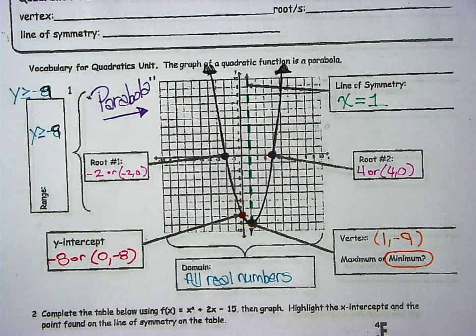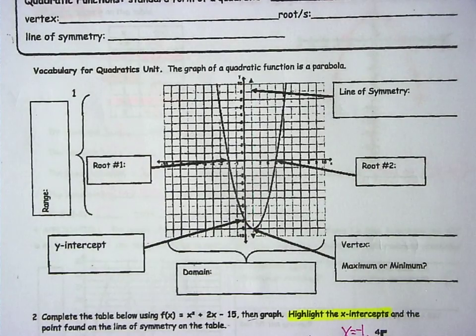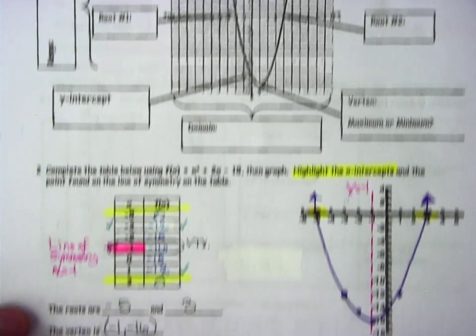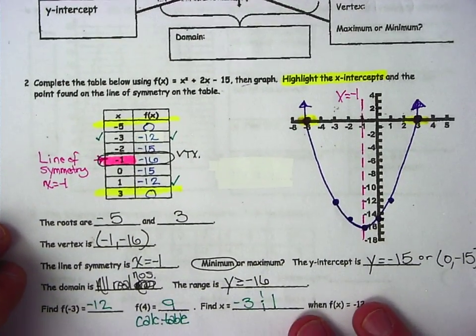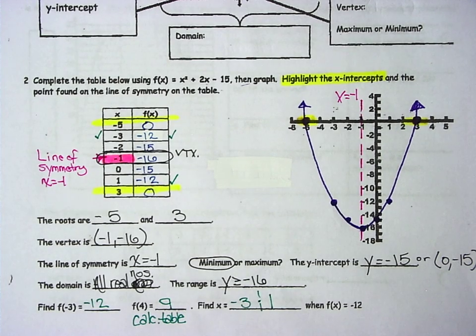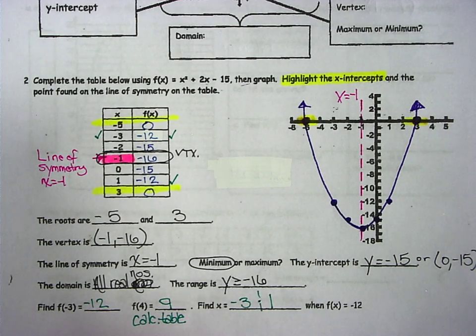Feel free to pause this as needed to write down the information. Moving on to the next part. So now we have some calculator work. Once again, let me explain before you start writing anything down. We're asked to complete the table using the equation f(x) = x² + 2x - 15. I'm going to use one of our calculators right now to graph this, because this is what you'll be doing mostly.